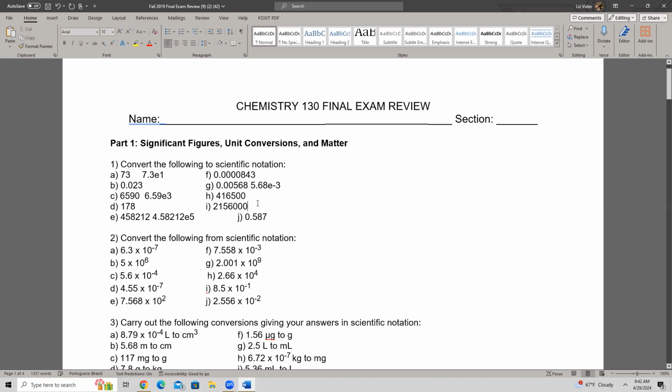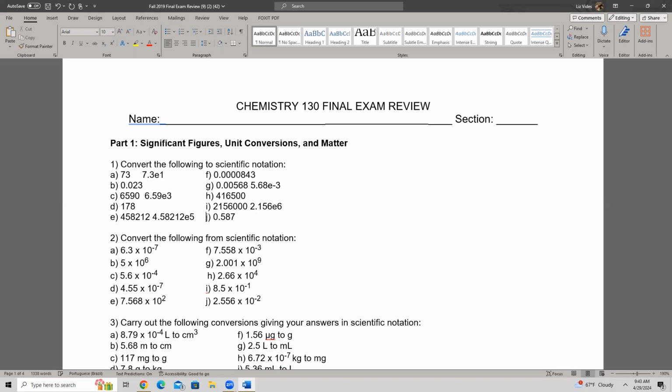And then again, this one right here is only 4 sig figs, so we only keep those 4. And we elevated to the power of 6, so we moved it 6. And there you go. That's how you do it for these in particular.